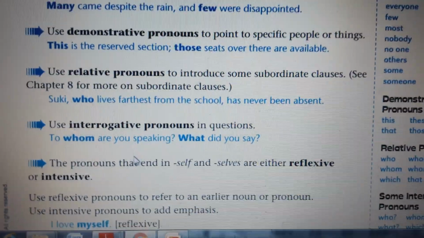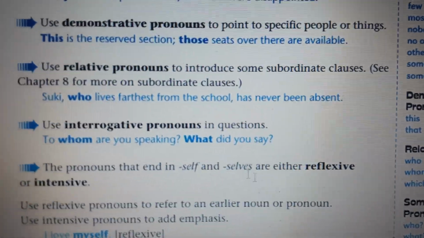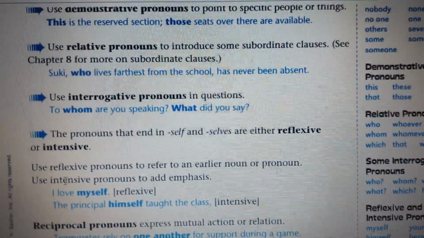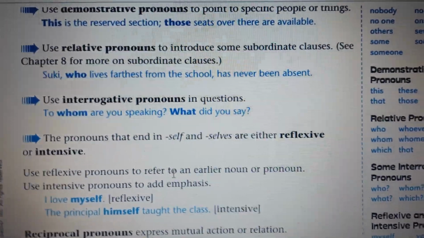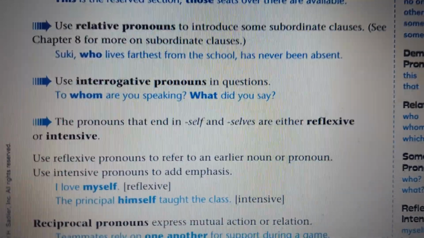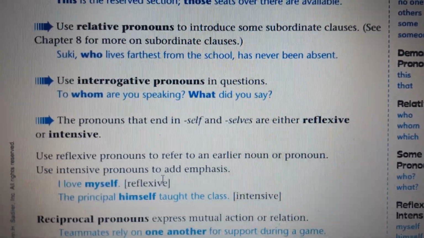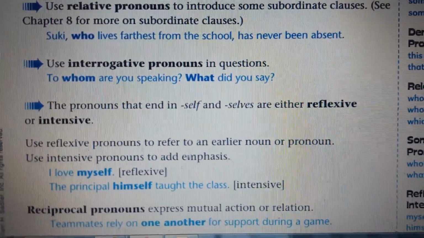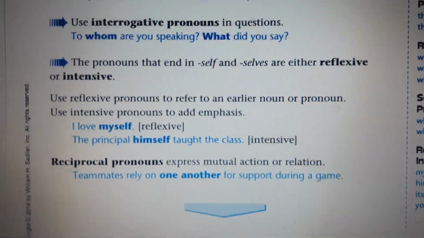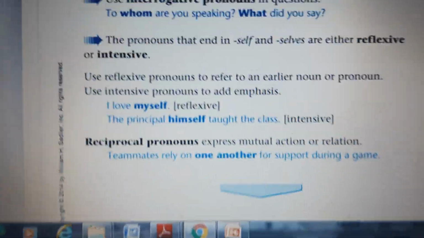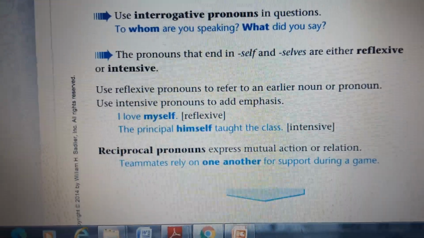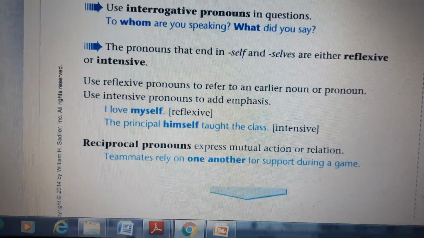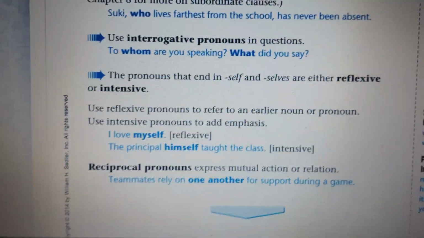Here, the pronouns that end in -self and -selves are either reflexive or intensive. Use reflexive pronouns to refer to an earlier noun or pronoun. Let's say, I love myself. The principal himself taught the class. So that's how you can say, I love myself. My brother himself came to me. And we have a lot of examples.